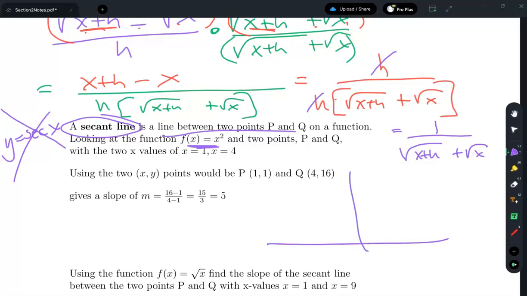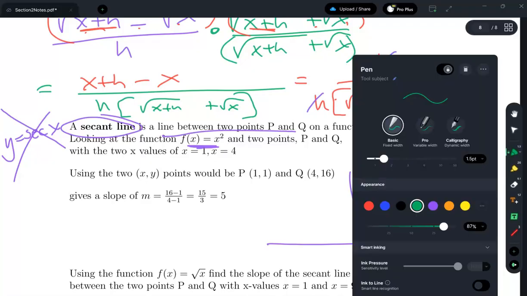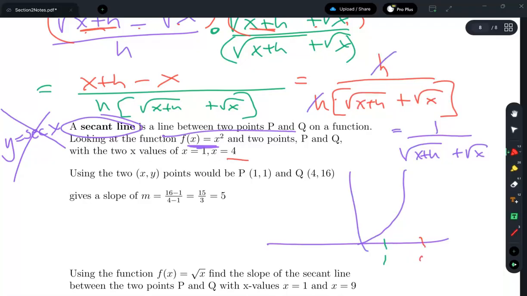So y equals x squared, and I'm just going to be using the points x equals 1, so I'll put 1 here, and then x equals 4, and I'll put 4 here. So when x is 1, because I'm using the squared function, that gives me the y value of 1. Then if I'm using x equals 4 in the squared function, that y value gives me 16, right? So what the secant line is, is the line between these 2 points.